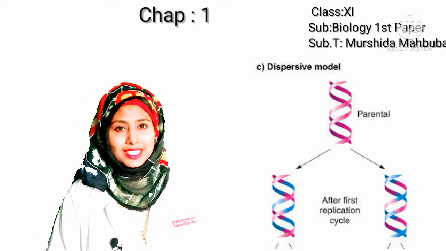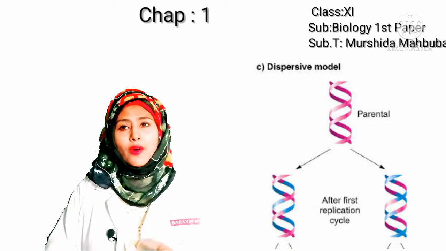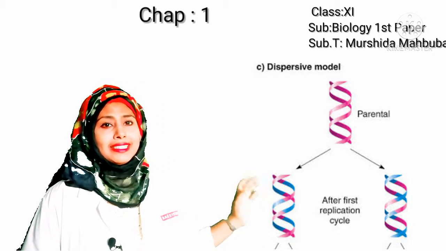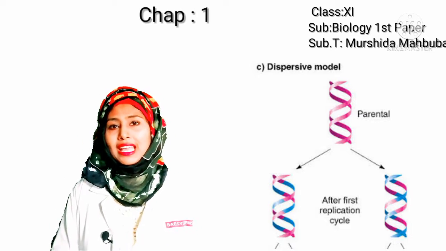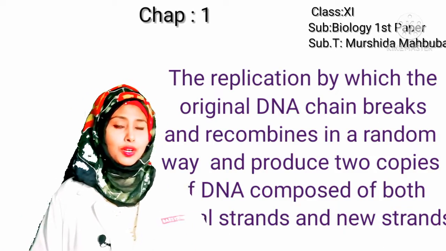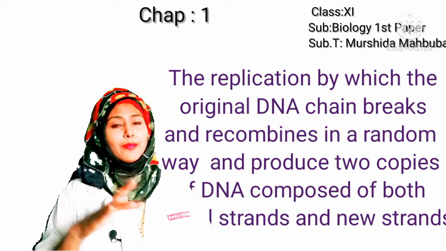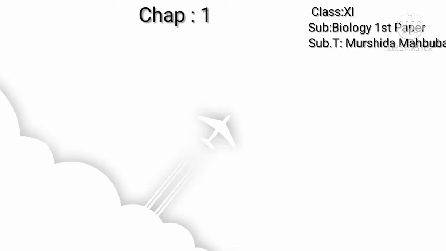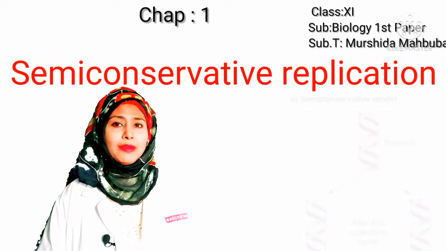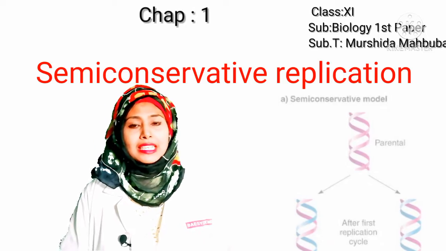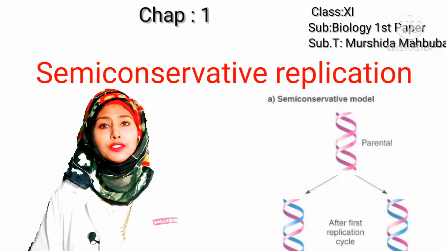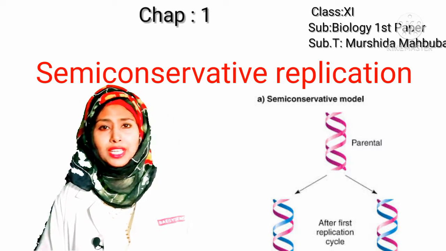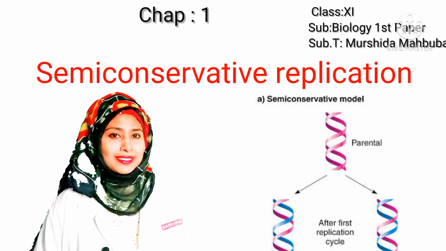Dispersive replication, the replication by which the original DNA chain breaks and recombines in a random way and produces two copies of DNA composed of both original strand and new strand. Then semi-conservative replication. Semi-conservative replication produces two copies of DNA containing one old and one new strand in each copy.